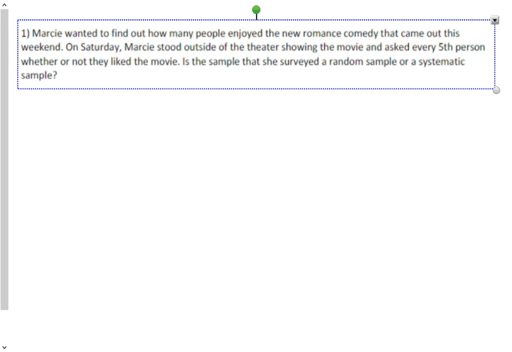All right. Marcy stood outside the theater and asked every fifth person whether or not they liked the movie. Is it a random or a systematic? This one is a systematic because it's using some sort of system to find your sample. Every fifth person.